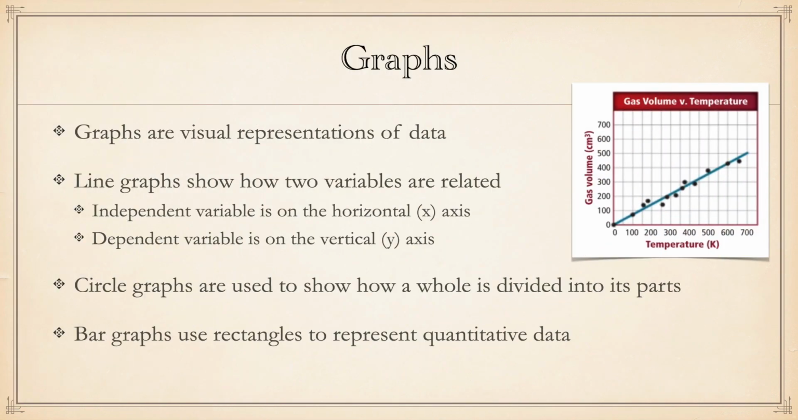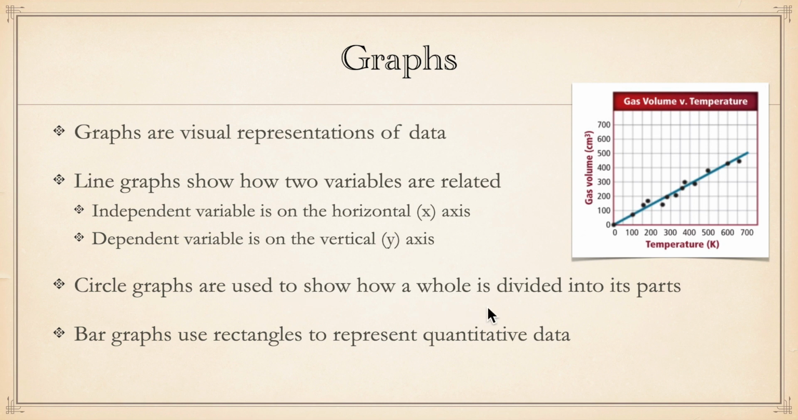Graphs. Graphs are visual representations of data. Line graphs show how two variables are related. So the independent variable goes on the horizontal axis or the x-axis, in this case temperature in Kelvin. Note that you have the variable and then the units on the axis. The dependent variable is on the vertical axis or the y-axis. So going up this way is the y-axis. So gas volume, in this case, there's the name of your variable, and then the units in cubic centimeters.